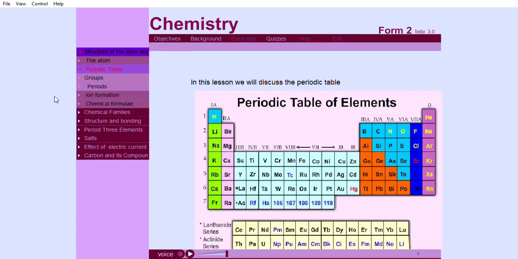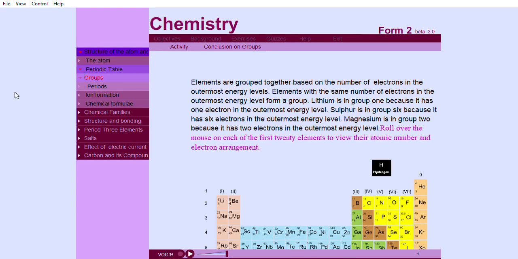In this lesson, we will discuss the periodic table. Elements are grouped together based on the outermost energy levels. Elements with the same number of electrons in the outermost energy level form a group. Lithium is in group 1 because it has one outermost electron. Sulfur is in group 6 because it has 6 outermost electrons. Magnesium is in group 2 because it has 2 outermost electrons.